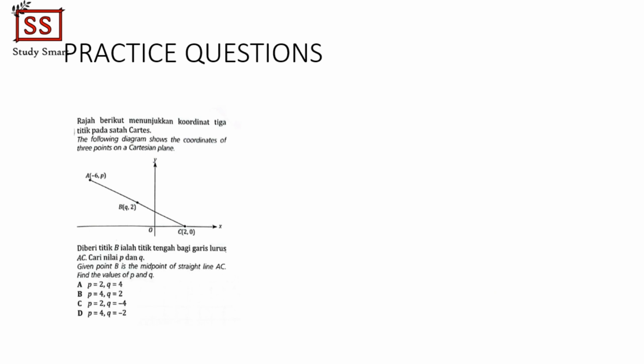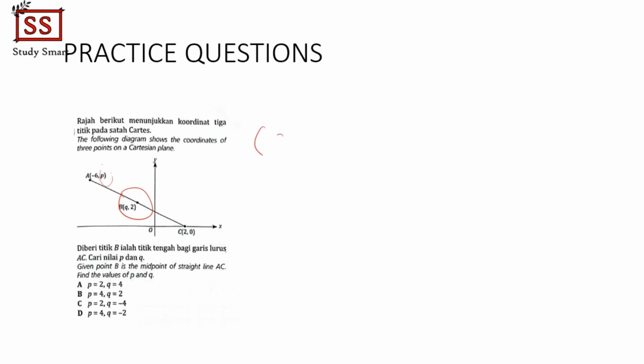Okay, the next question. Given point B is the midpoint of the straight line AC, find the values of P and Q. Okay, this question is also quite easy. For the midpoint, they just give one coordinate, and the other one they make unknown, and the same goes for one of the points, they make one of the coordinates unknown. So don't worry, you just substitute in the formula.